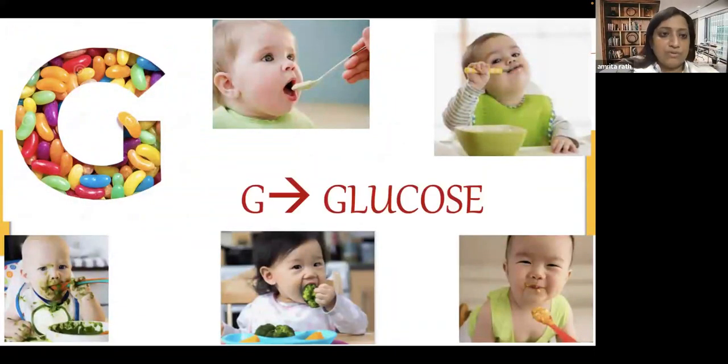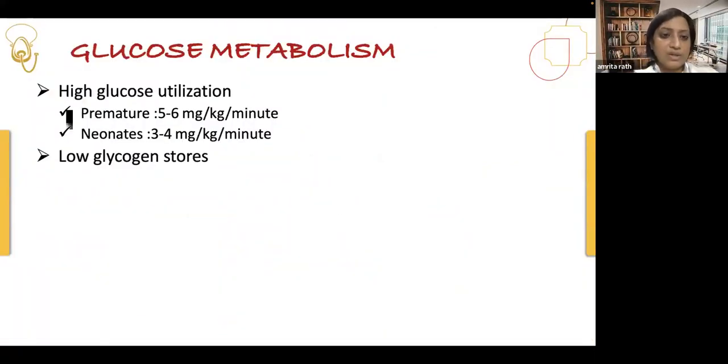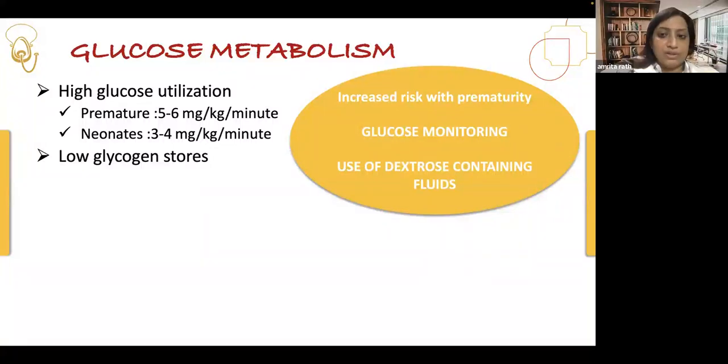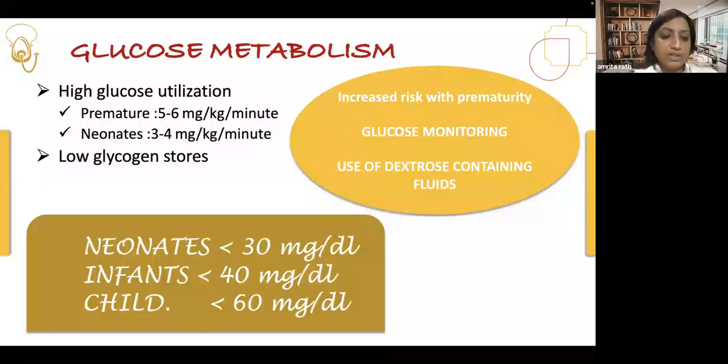So G comes for glucose. They have a high glucose metabolism, whereas the glycogen store is less. So you have to be very careful about their glucose monitoring, and you have to give dextrose containing fluids. The definition of hypoglycemia in a newborn is less than 30, in an infant less than 40, and in a child less than 60. These are the specific numbers you have to remember.